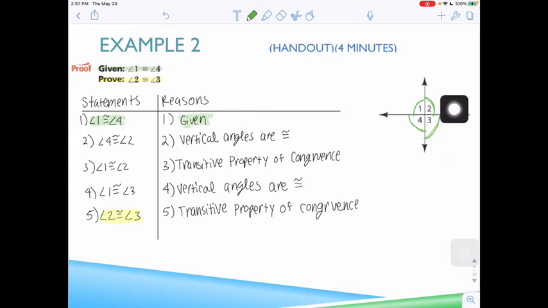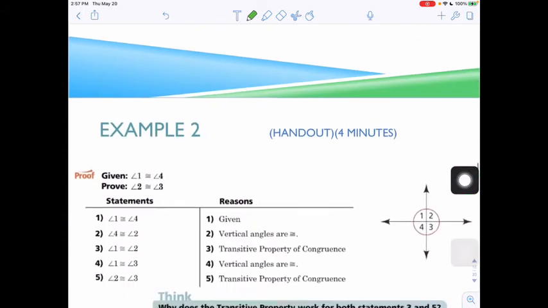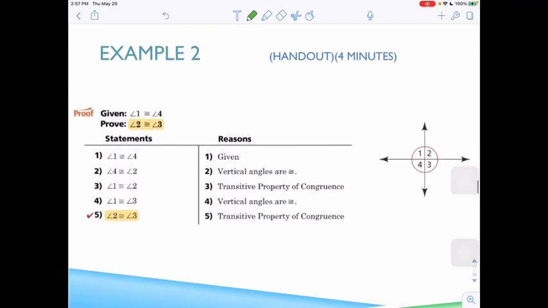Therefore, we can just use one single green arc to mark angle 3 congruent as well, and we can see that actually all four angles are congruent, but our only goal here was to show that angle 2 is congruent to angle 3, and we have achieved that. The work for this problem is written out on the next few slides.